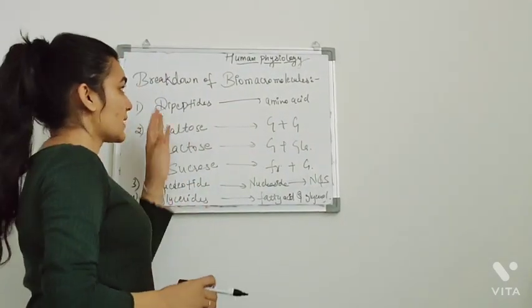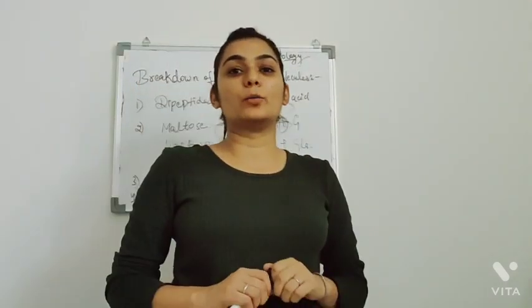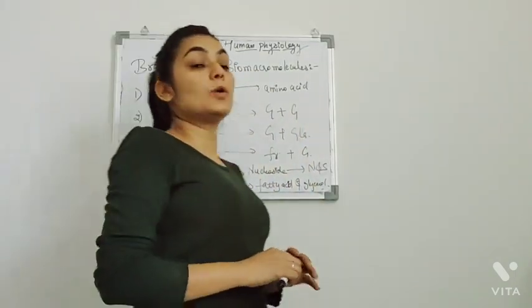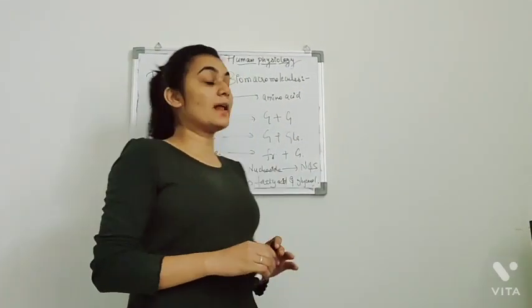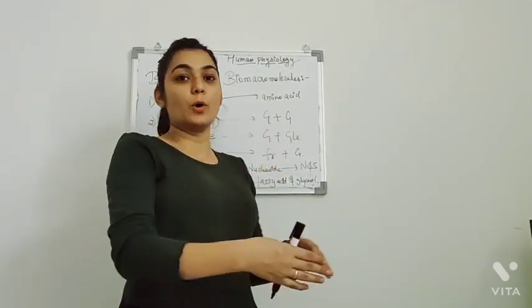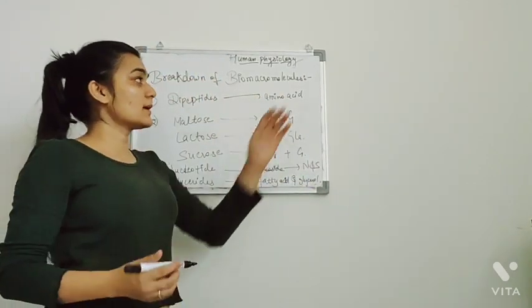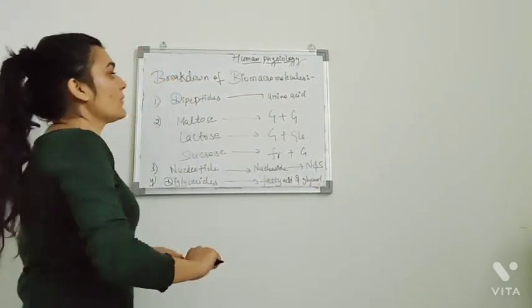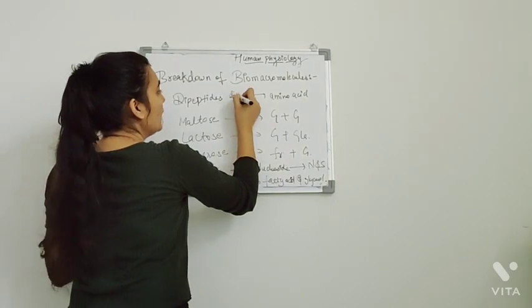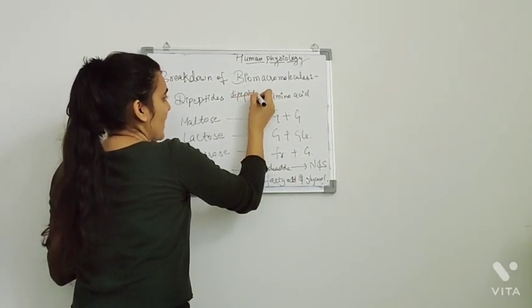Now we are discussing the breakdown of biomolecules, so that in the small intestine they are digested and further broken down into smaller forms. Dipeptides are broken down into amino acids with the help of the dipeptidase enzyme.